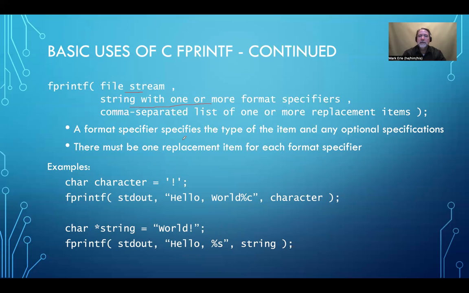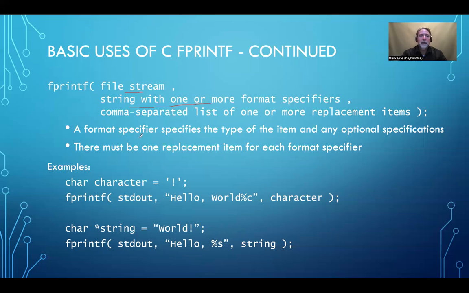The format specifier specifies the type of the item and any additional specifications, such as formatting that we would like to control the appearance. Let's say that it's a number with an exponent. And do we want that exponent to be represented with a lowercase e or uppercase e, like in scientific notation? And there's other formatting options as well. Again, you can see the lesson on C fprintf formatting to learn more.